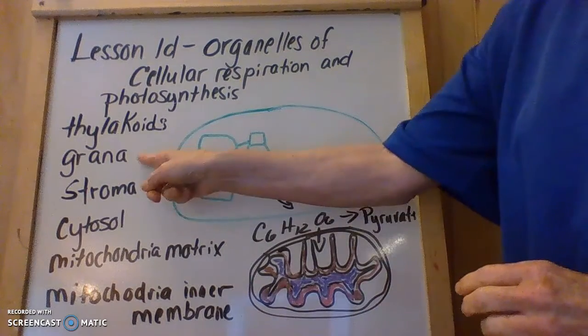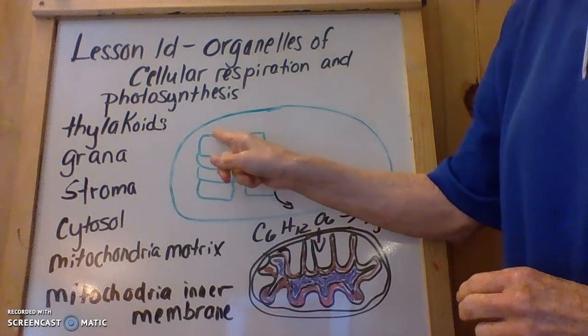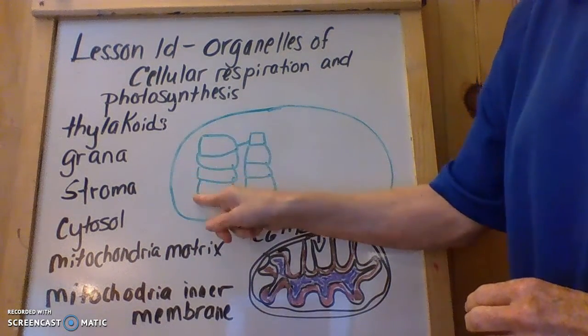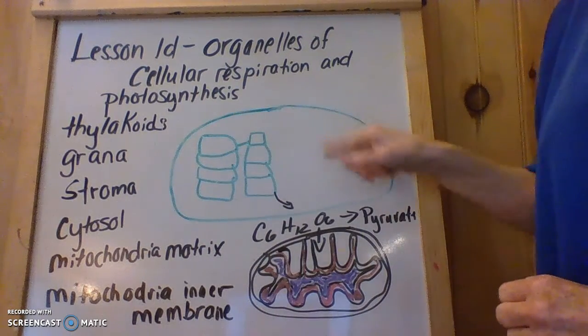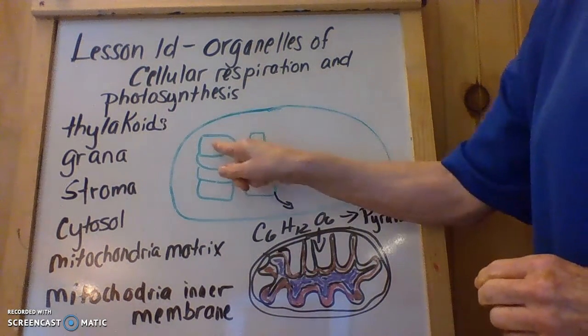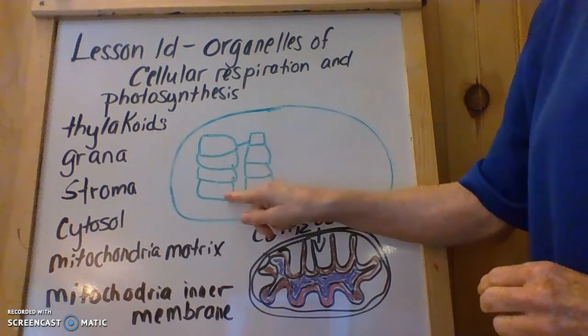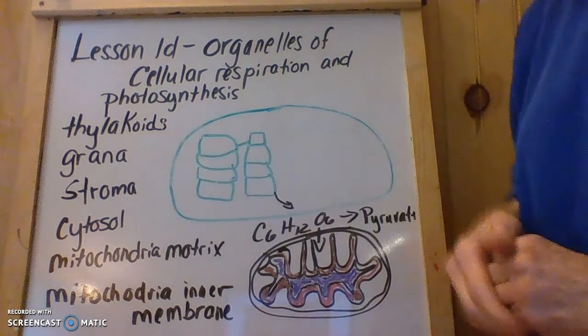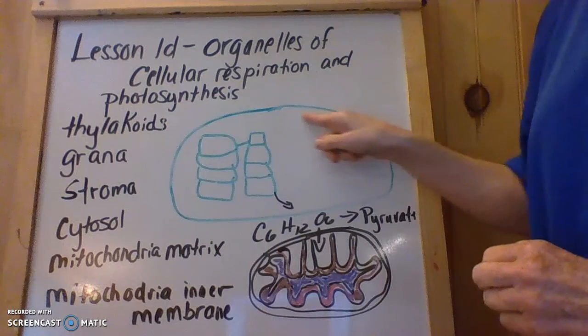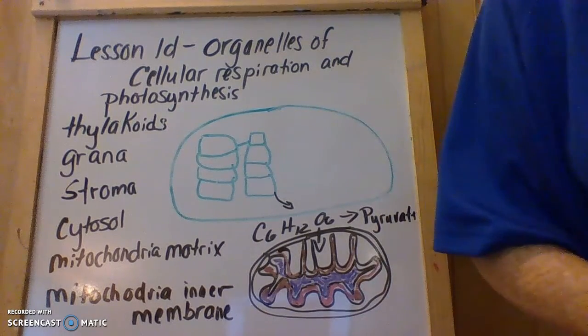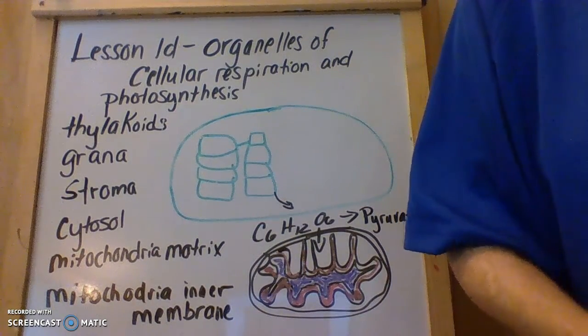The grana are the entire stack. So here would be 1, here would be a second, there'd be a 3rd, 4th, 5th around that. So thylakoids are the individual poker chips or the cookies, and the stack is the granum. Then the fluid around that, and that is where you are going to have the carbon fixation.